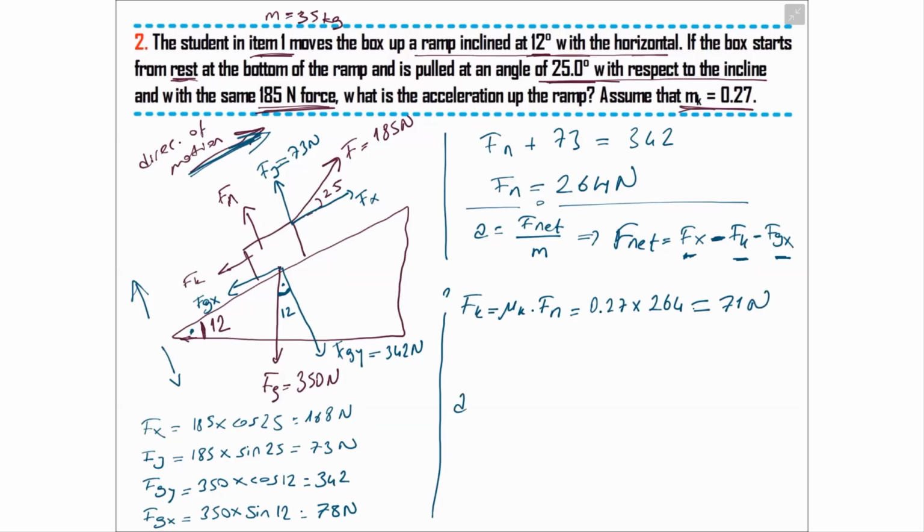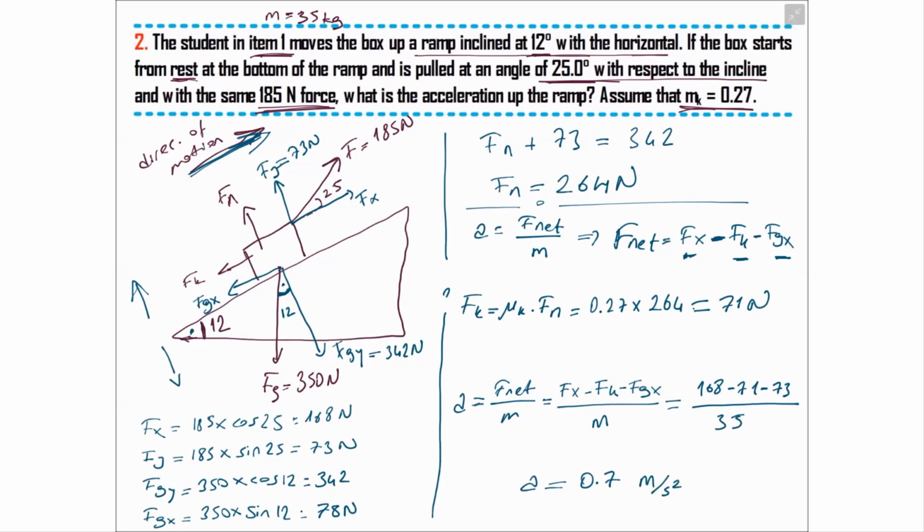So all the givens I will substitute in the formula. So acceleration equals F net over mass, and F net equals Fx minus Fk minus Fgx over mass. And Fx is 168 minus Fk, which is 71, minus Fgx, which is 73, over mass, which is 35 kilogram. So acceleration is going to be 0.7 meter per second squared.